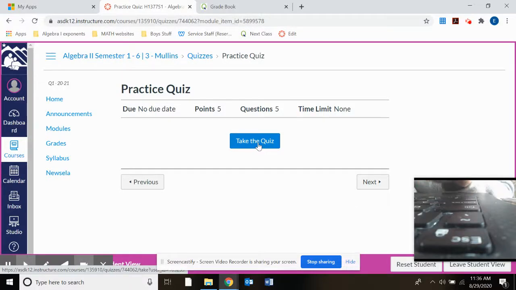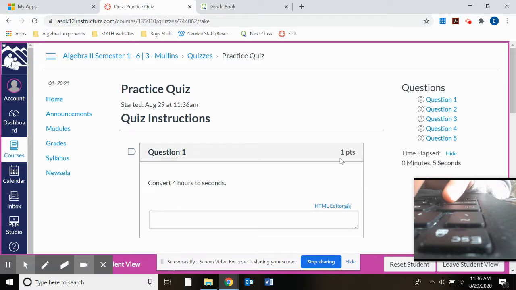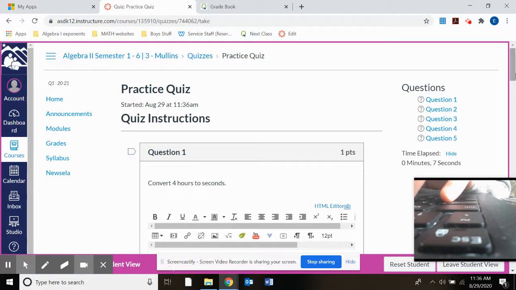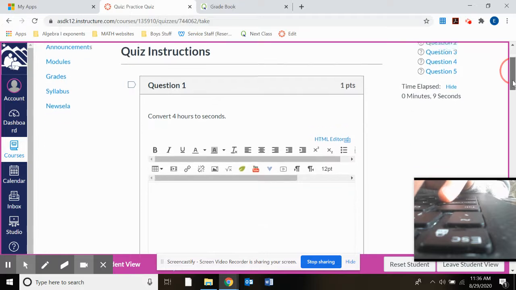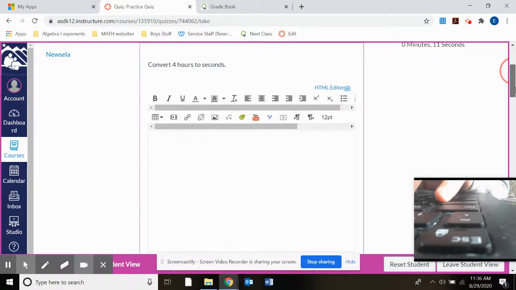This video is how to use the math equation editor on Canvas. We're going to take a practice quiz for Algebra 2. On question 1, they're asking me to convert hours to seconds. So I can tell already that this is going to be the kind of question where I'm going to have to go ahead and use that equation editor.